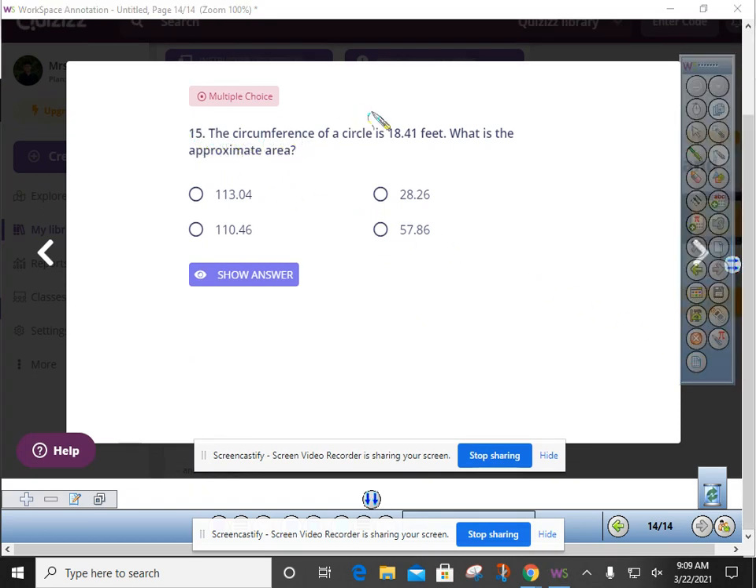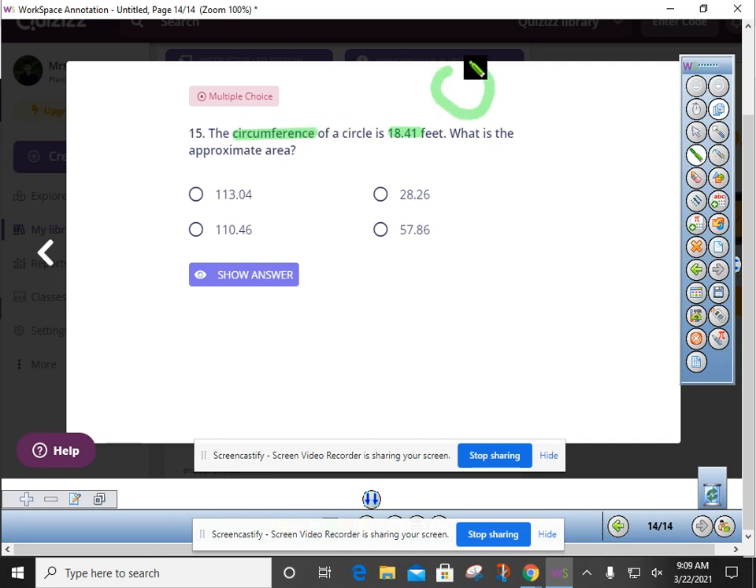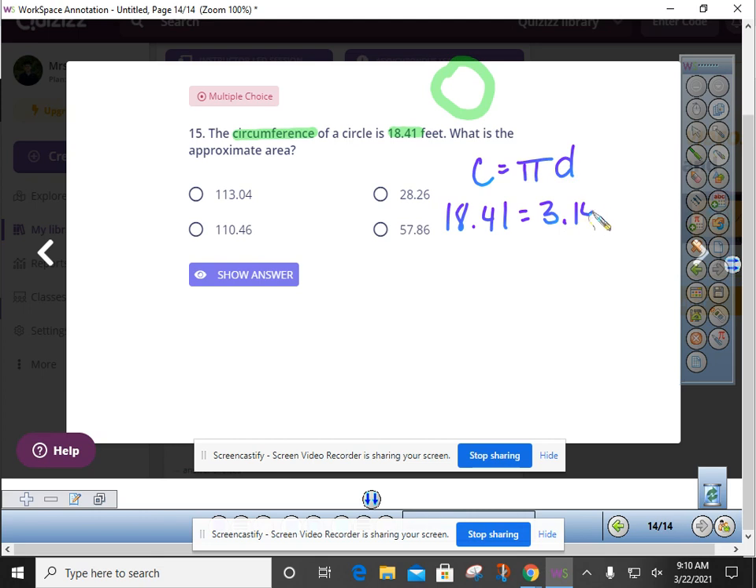Number 15. The circumference of a circle is 18.41 feet. What is the approximate area? What does it mean by circumference? The outer rim of the circle. So that is C equals pi times d. What is the circumference? 18.41. And what do we use for pi? 3.14, times the diameter. And how do we solve for the diameter? Divide by 3.14.